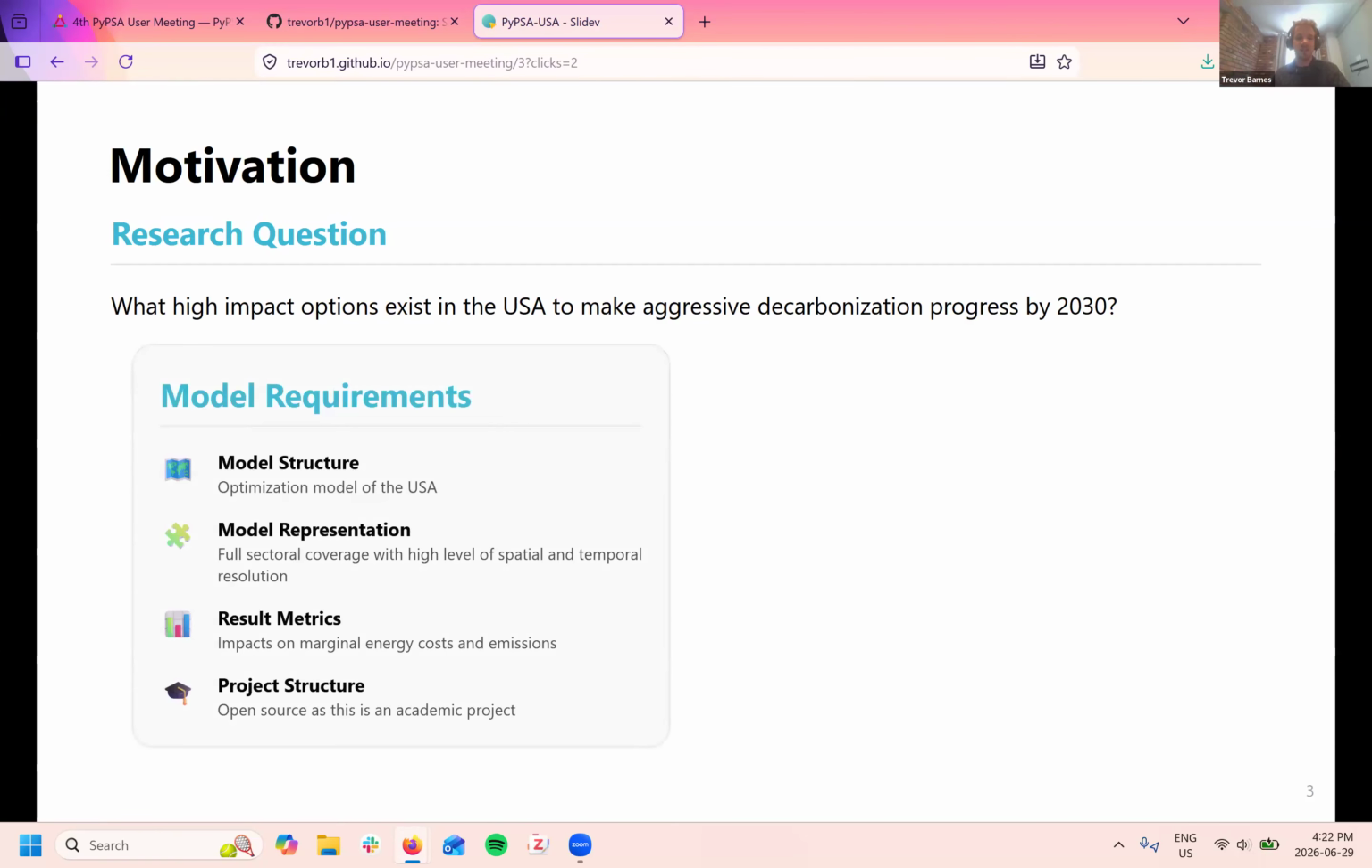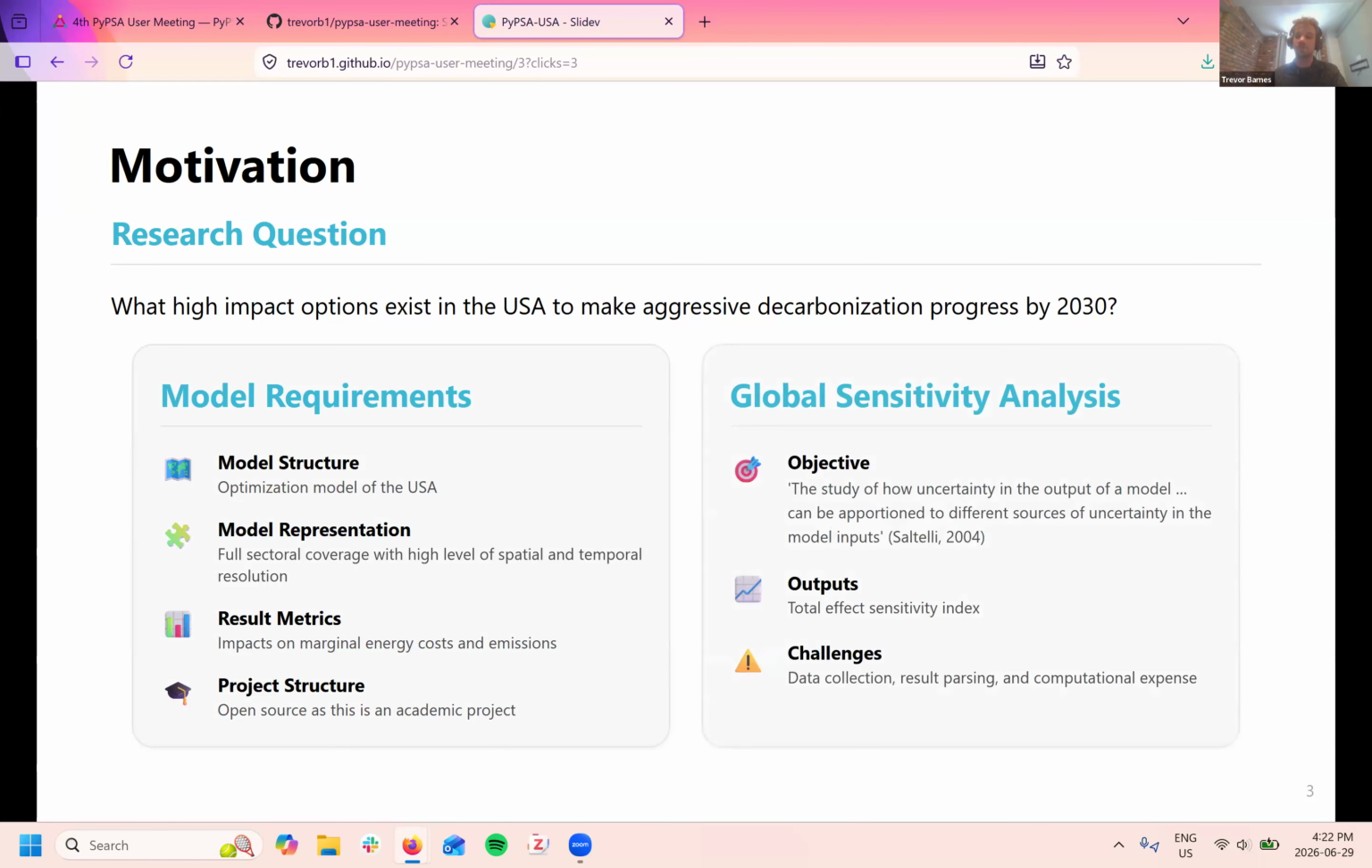To answer this, I mapped out my requirements. So an optimization model with full USA coverage. I needed it to be sectorally explicit, and that's because a lot of supply side electrical solutions, just based on timeframes, aren't really suitable for 2030 anymore. The result metrics I want to look at are primarily emissions and then marginal energy costs, as if a solution has negative impacts on the ratepayer costs, that's not great. And then academic projects, so trying to keep open science as possible.